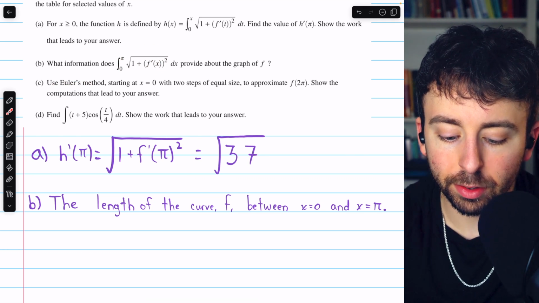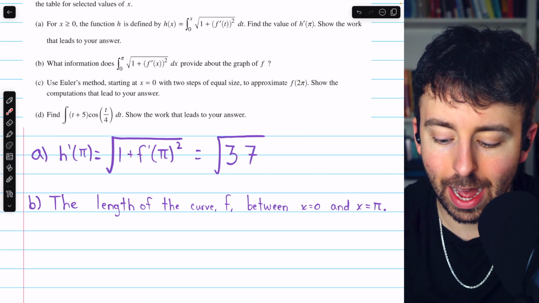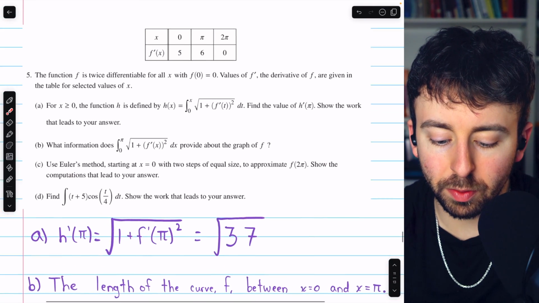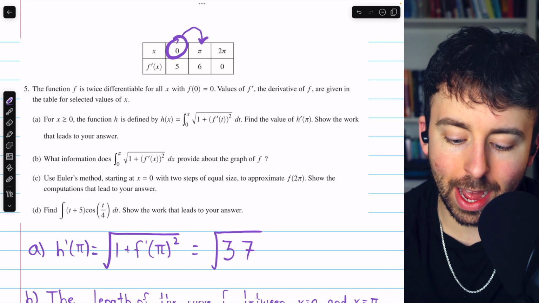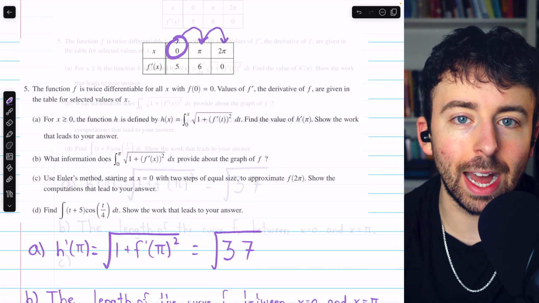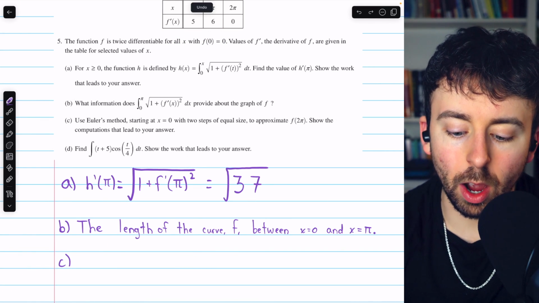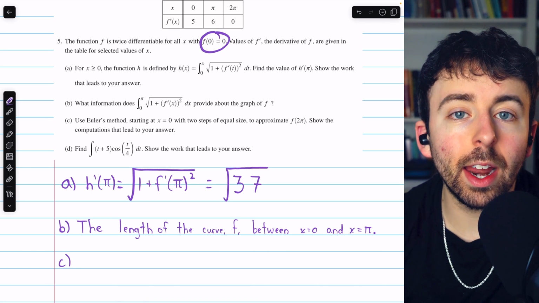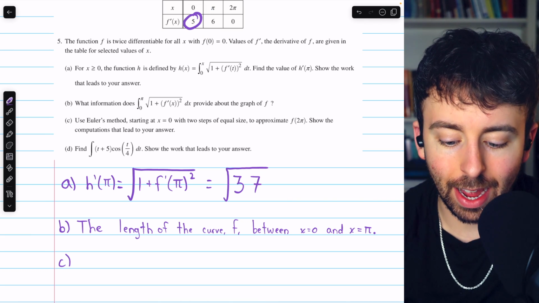Use Euler's method, starting at x equals 0, with two steps of equal size to approximate f of 2 pi, and show the computations that lead to your answer. Since we're using two steps of equal size, we will of course start at x equals 0, and then we'll jump forward pi, and then we'll jump forward another pi to get an approximation of f of 2 pi. So for Euler's method, we start by going from 0 to pi. We know from the problem that f of 0 is 0. And then we can approximate f of pi using the derivative of f at x equals 0.